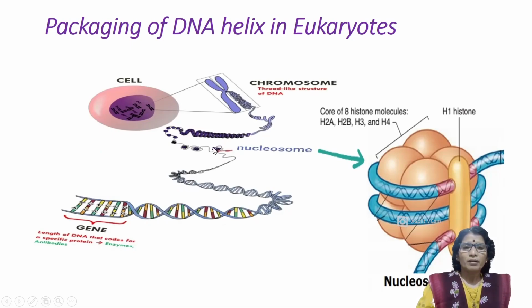This chromatin here and there binds with bead-like structures. Each of these bead-like structures is called a nucleosome. This is a clear, magnified view of the nucleosome. These nucleosomes, the bead-like structures, are made up of proteins, basic amino acids, that is lysines and arginines.